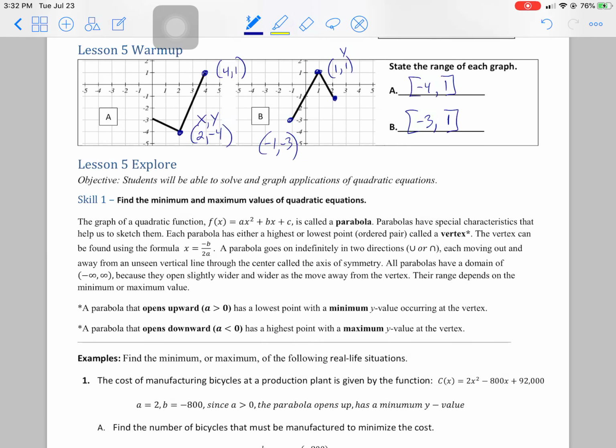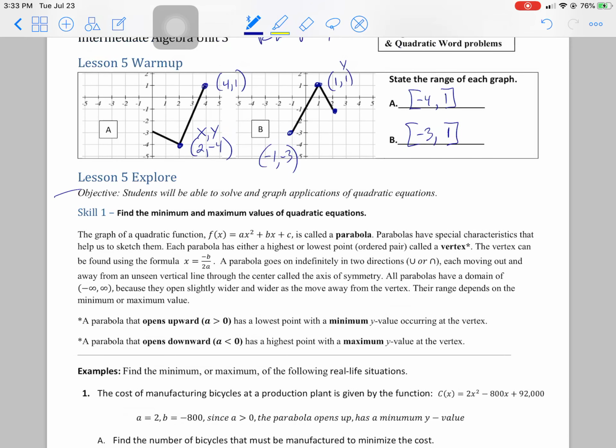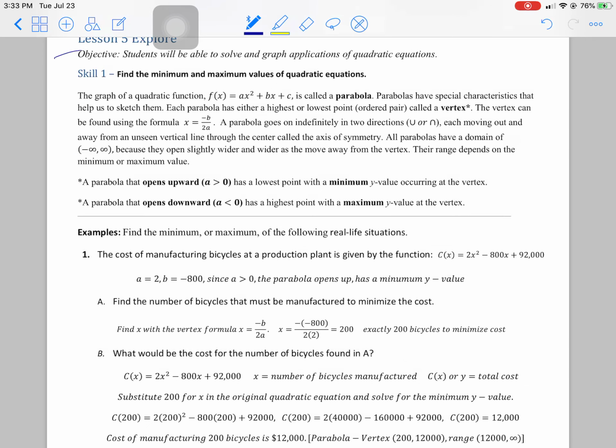All right. Students will be able to solve and graph applications for quadratic equations. That's what this whole thing's about, and I want to start with finding the minimum and maximum values of a quadratic equation. Minimum and maximum, that does have to do with the range, okay? What's the highest y you're going to get? What's the lowest y you're going to get? That kind of thing, okay?